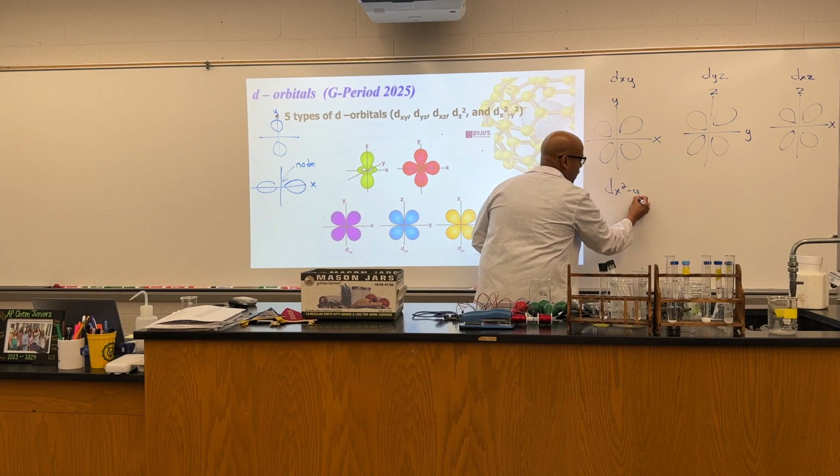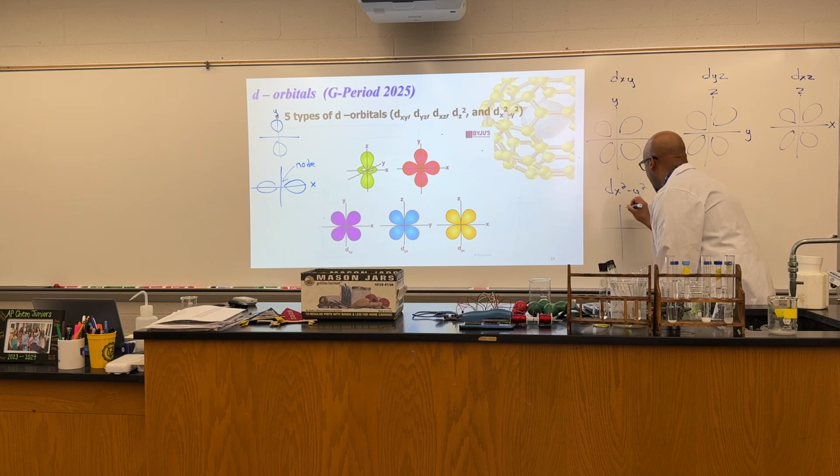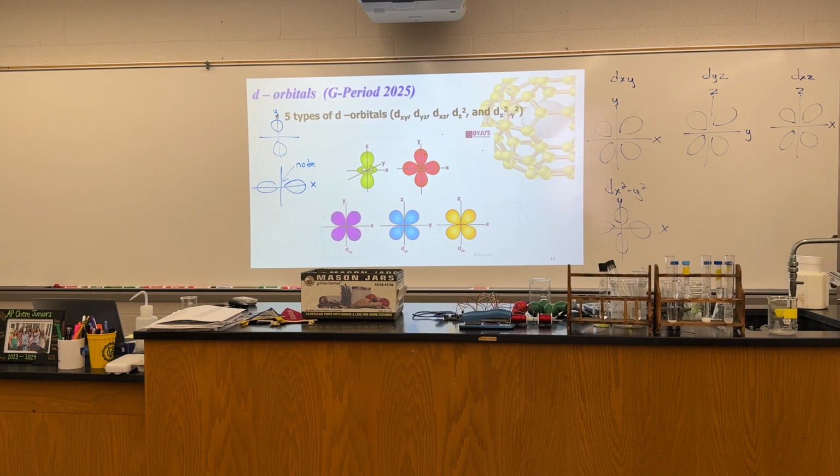The dx squared minus y squared, that one's pretty easy. Dx squared minus y squared. You're going to label one axis your x, the other one your y, and you'll show your 4-leaf clover on the actual x and y axis. So those are easy. The only one that is different is that dz squared.